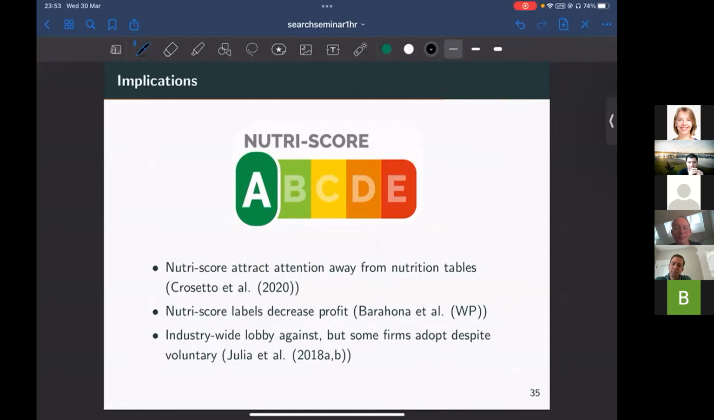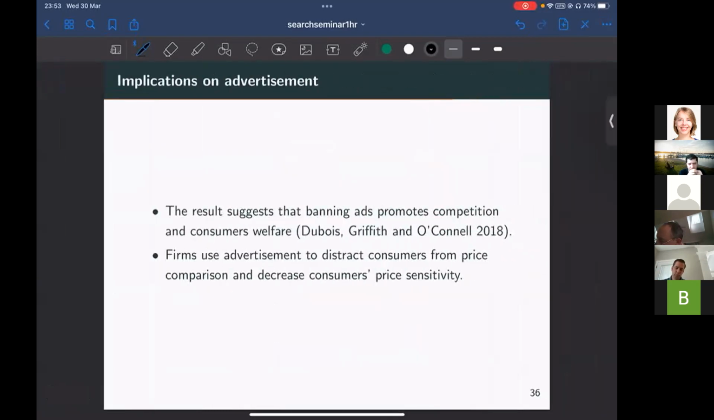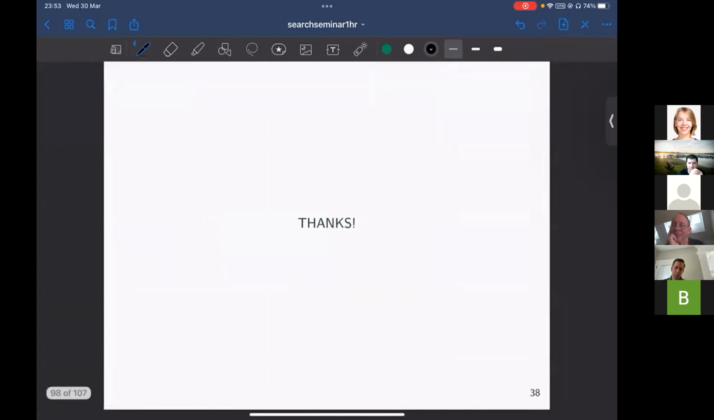So there is other evidence. Nutri-Score attracts attention from nutrition labels, so it's relevant, and in particular, the Nutri-Score label decreases profits. So it strengthens competition. So coarser information actually strengthens competition and encourages browsing. And a result also talks about how banning ads will promote competition and consumer welfare. And then we talk about a couple of extensions: larger parameter range, moving beyond 2 firms, as I talked about, and also the continuous match value distribution. Yeah, that's it.